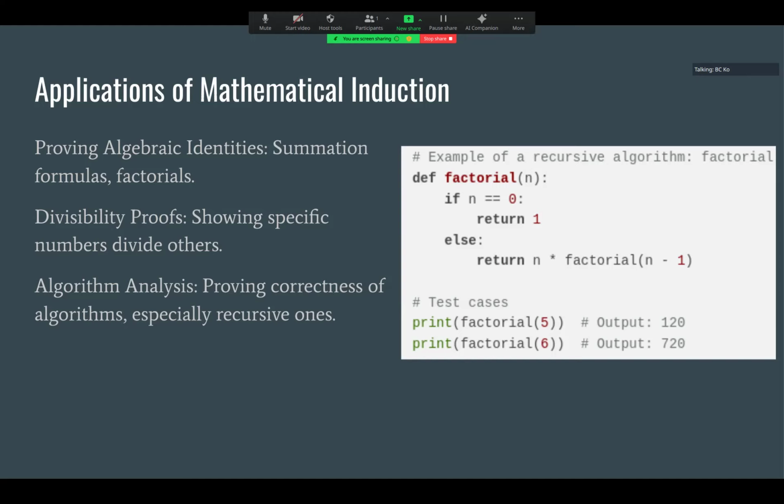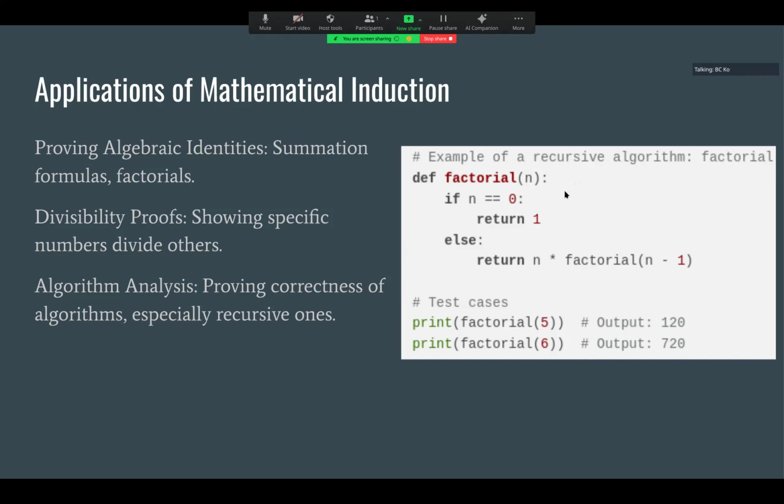So these applications highlight the importance of induction in various mathematical and computational fields. And this is an example in proving the correctness of recursive algorithms.